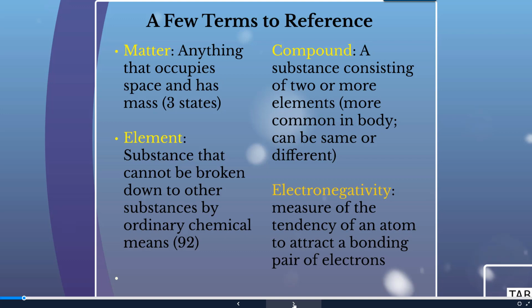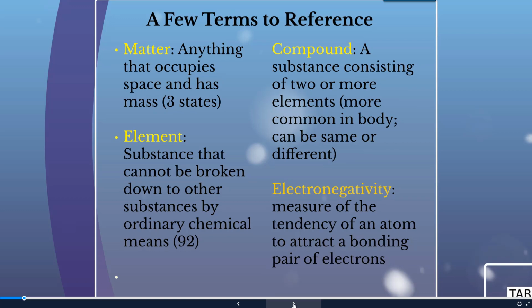The word compound refers to a substance consisting of two or more elements that are commonly found in the body. And we talk about something called electronegativity, which is a measure of the tendency of an atom to attract a bonding pair of electrons.